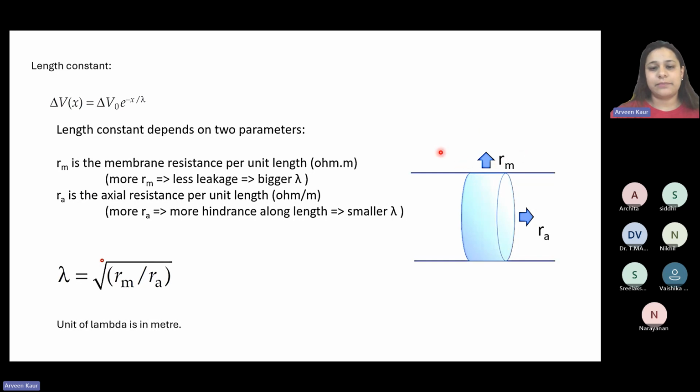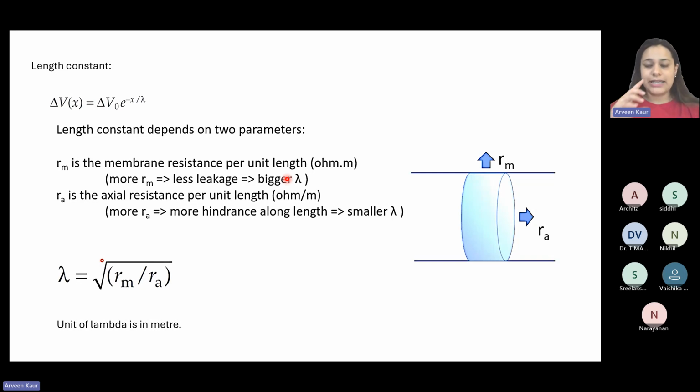So let us see what is the implication of Rm. This Rm is membrane resistance per unit length. If the membrane resistance is more, there will be less leakage and bigger lambda. Why do we say that? Because if the resistance is more on the surface of the membrane, then the current flowing within the membrane will not be able to move out, or lesser current will be able to move out, because there is higher resistance on the membrane, right? So, since more current is staying within, the lambda or length constant will increase. The current will be able to flow for a longer distance, right?